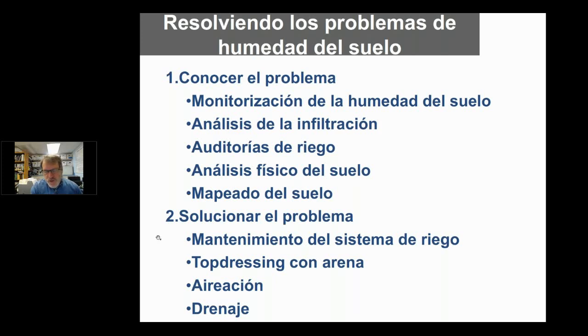So the obvious solutions to some of these will be maintaining your irrigation system, like that broken backup nozzle, fixing those as soon as you can. Top dressing, if you have problem areas or problem fairways somewhere, you top dress so you can more easily move water through the system. You can aerate to improve the surface movement. It won't fix everything, but it will definitely help. And then improving drainage, if possible, will definitely make an improvement.